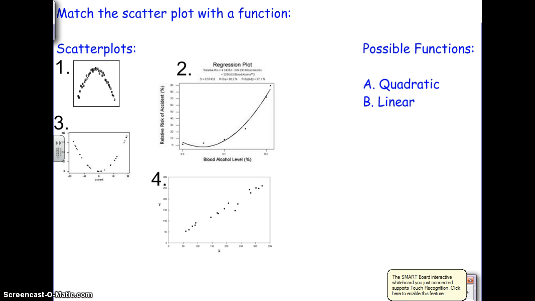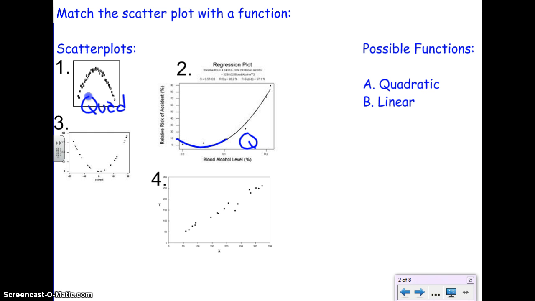All right. If you said number 1 was quadratic, you are correct. Number 2, also quadratic because it has this curve right here at the beginning. Number 3, also quadratic. And number 4 is a little bit more linear. It's a straight line. Okay?